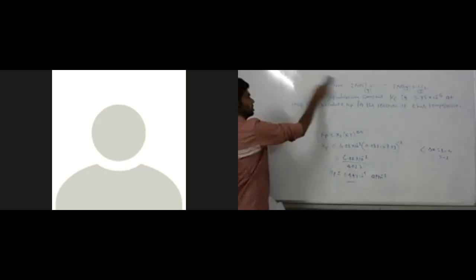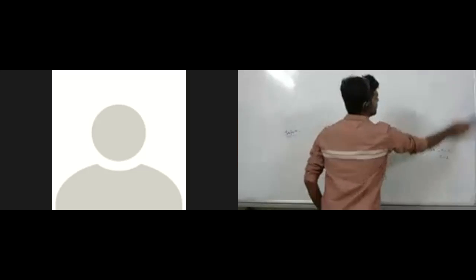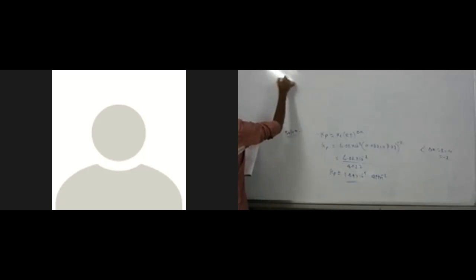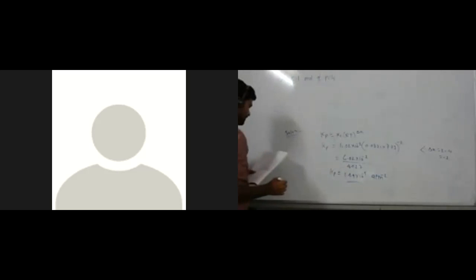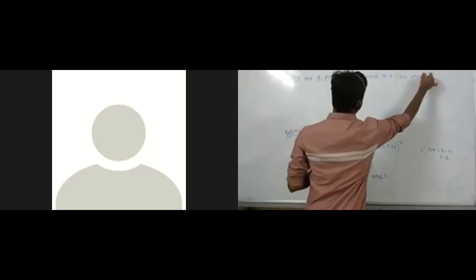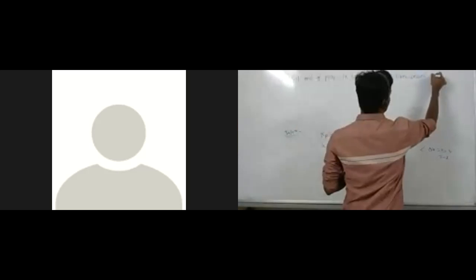Okay, next problem. This kind of problem you may expect for 3 marks, a little difficult, highly calculation based. 0.1 mole of PCl5 is vaporized in a 1 liter vessel at 260 degrees centigrade. Calculate the concentration of Cl2.